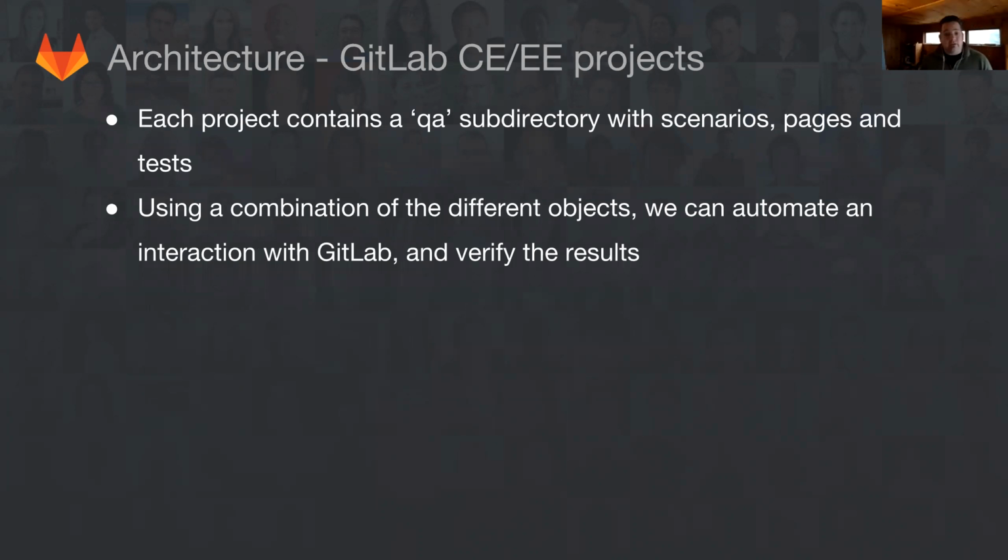This next part is the CE projects, the tests themselves. Each project contains a QA subdirectory. This contains all the library and tests themselves, so you can add the code there alongside while you're developing, to ensure that as you're adding new features or fixing something, QA is passing and working as you expect it to. The QA project does provide a few different objects that we can use to interact and simulate the user interaction, so we don't need to write code from scratch for each test.